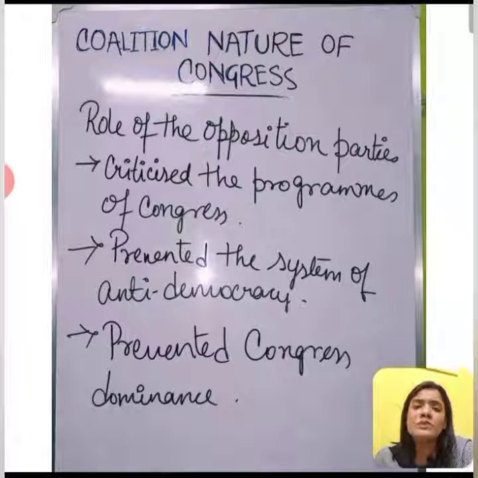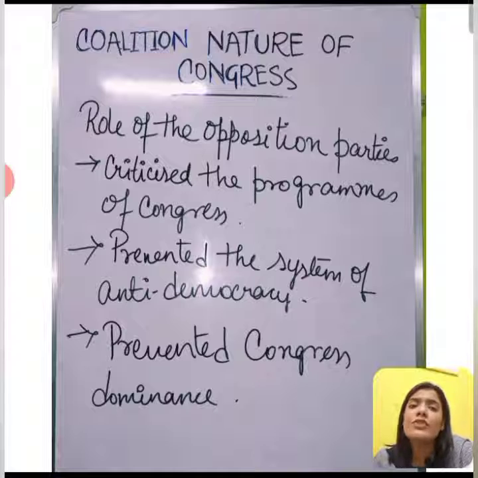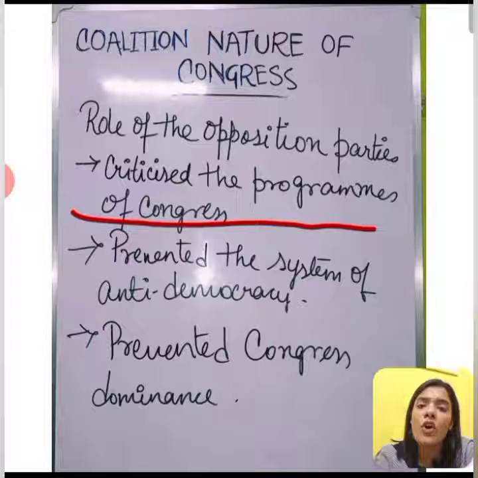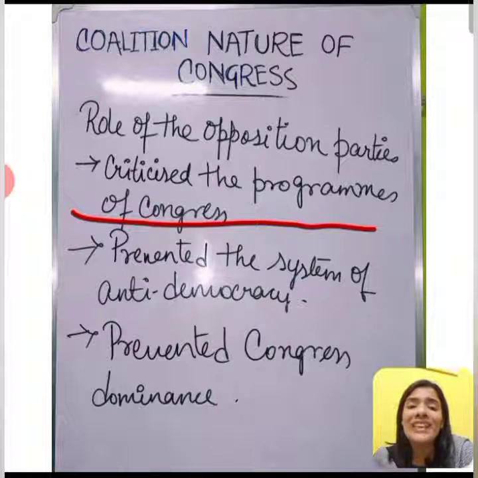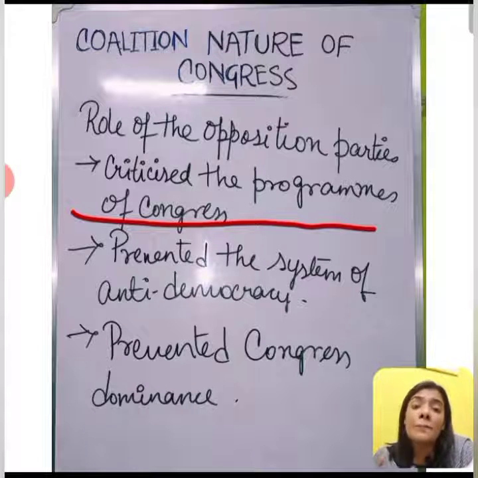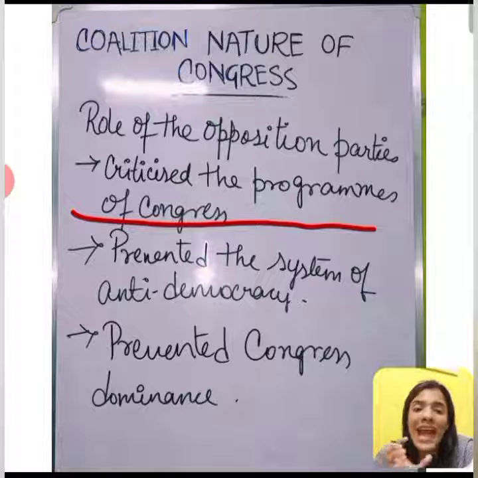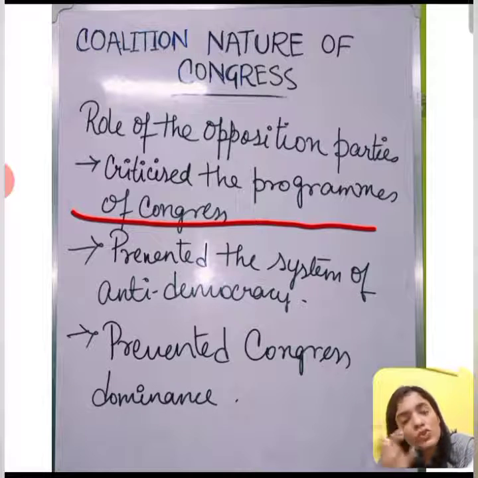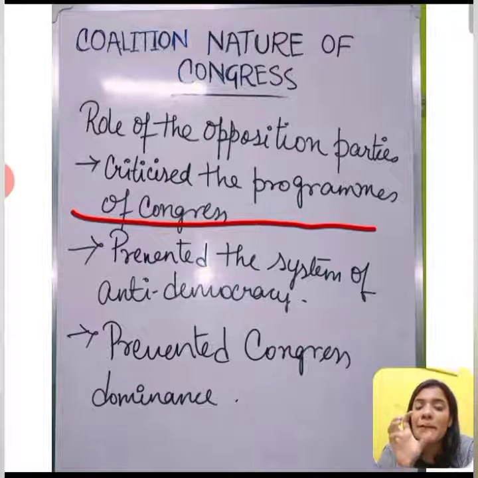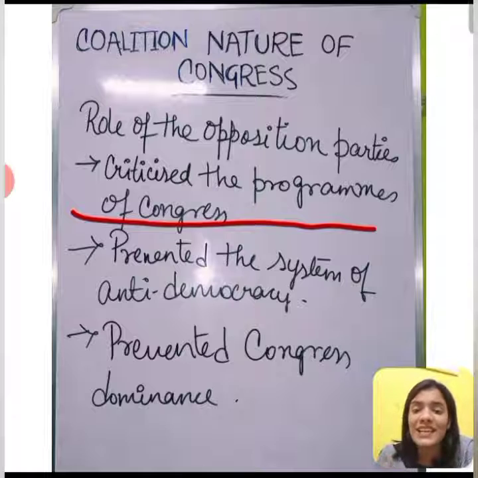Now, what was their main role as an opposition? Their main role as an opposition was to criticize the policies of the Congress. They could only criticize the policies of the Congress. It also prevented the system of anti-democracy. Somewhere, those opposition groups were able to maintain a balance of democracy, or maintain democracy in the society.